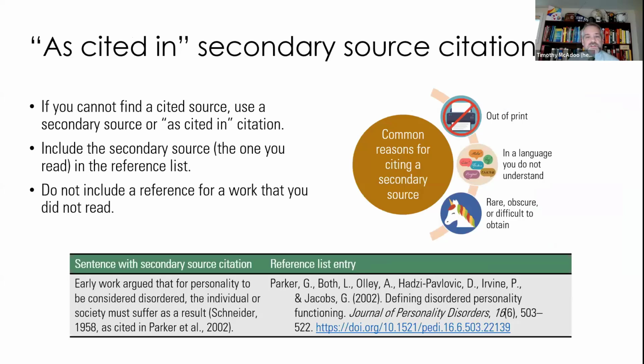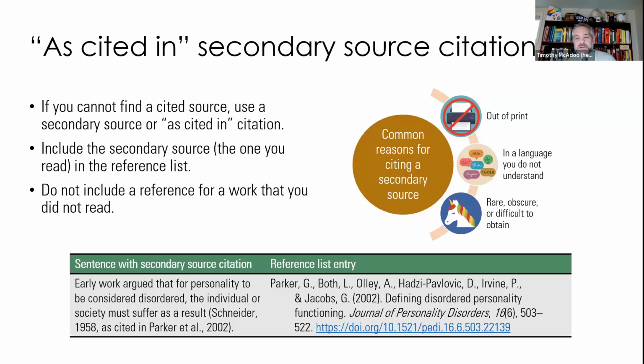And then it's also possible to use an as cited in citation. This is when a source you're reading cites something else that you would find useful to paraphrase or quote. That could be a good point or a direct quote or some bit of data that the source you're reading states but attributes to another source. But in this case, that source, you can't find it.